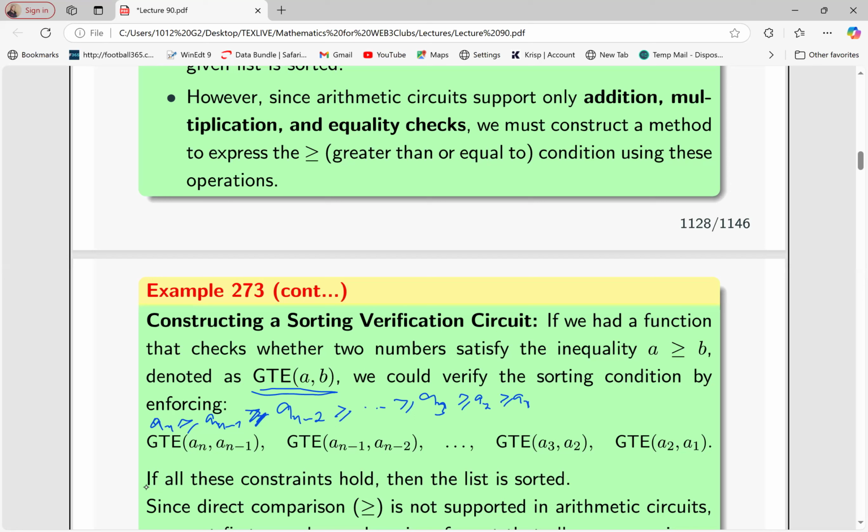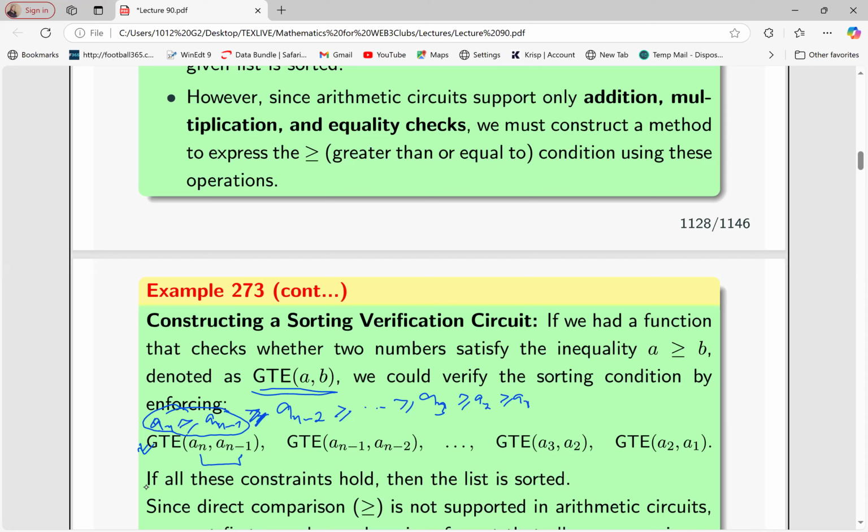So we want to say, suppose we have a function that can tell us which of these two is greater than or equal to the other one. That's what I've written here. Suppose we have a function GTE that tells us which of these two is greater than or equal to the other.